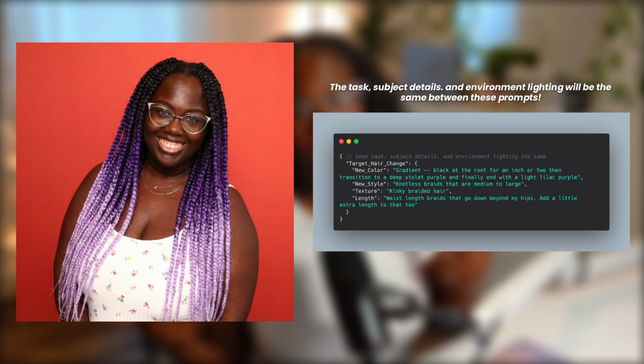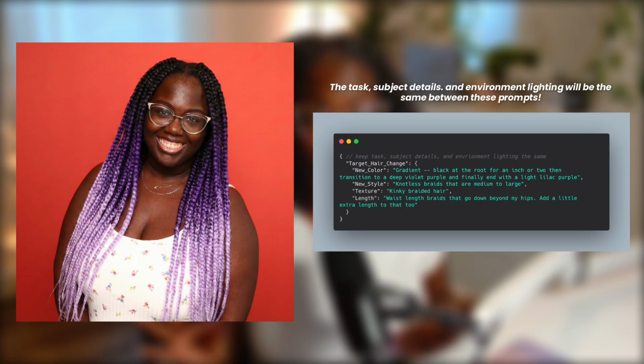So what does this actually look like? Here are a few different prompts I use and my results. Okay, I love purple, so I had to try a variation of gradient purple knotless braids, and I actually think when I go get my hair done in a couple of days, this is actually what I'm gonna get.